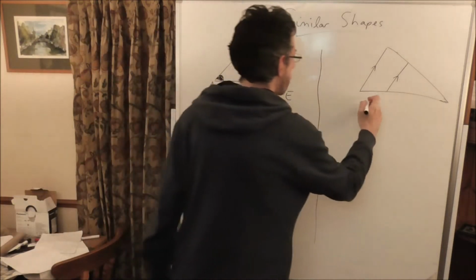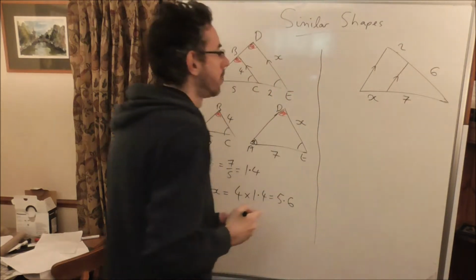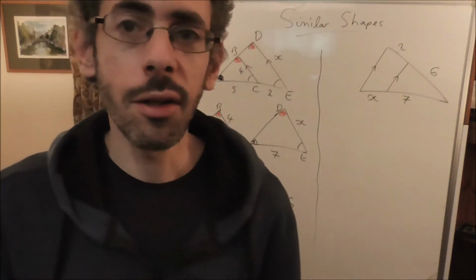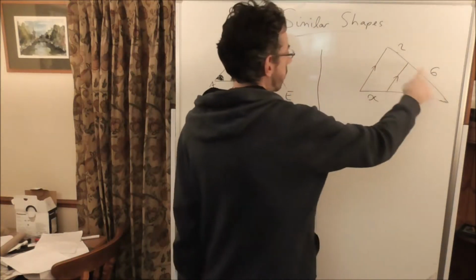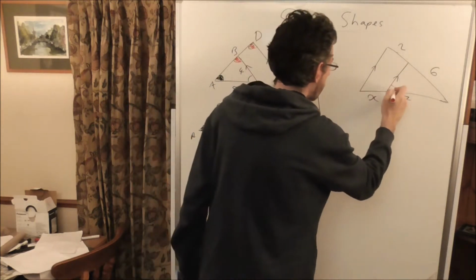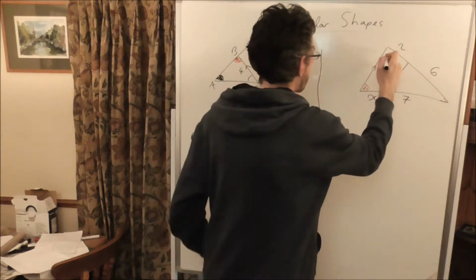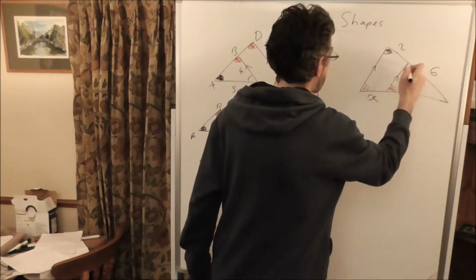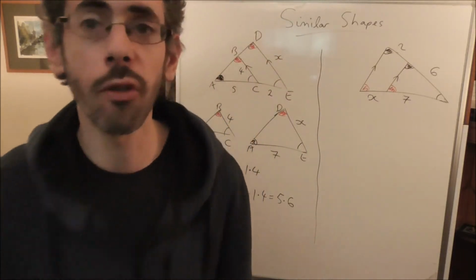Let's do x, 7, 6 and 2. Again, because of these parallel lines, the small triangle here and the big triangle here are similar triangles. These two angles are the same, they're corresponding. These two angles up here are the same, they're corresponding angles, and this is a common angle. So the two triangles are similar.